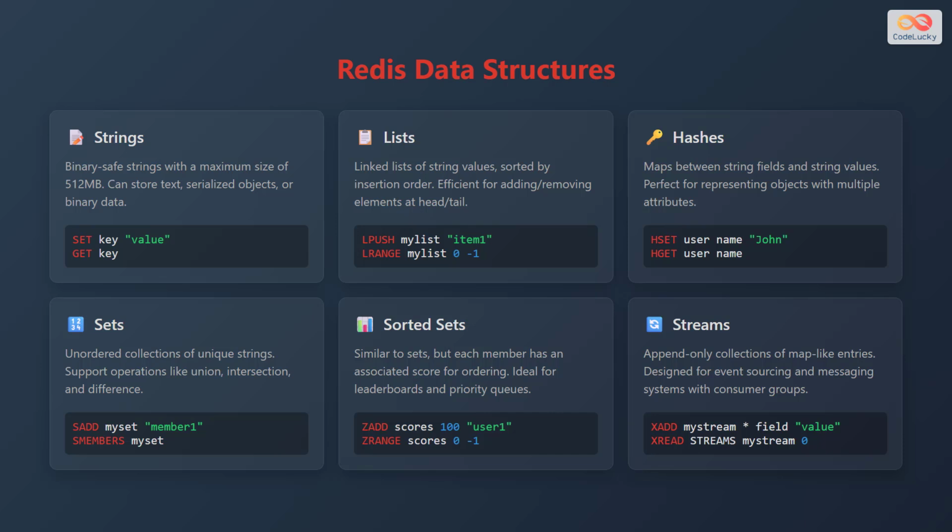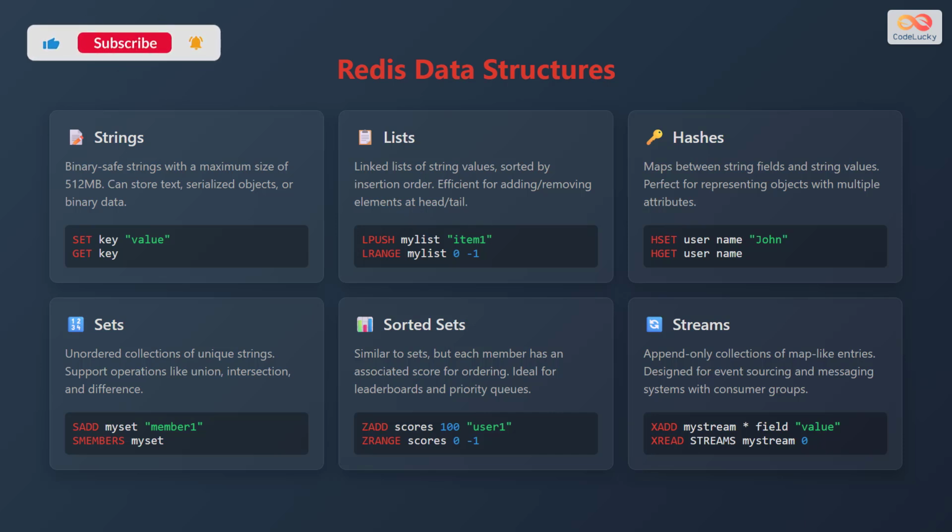Next, lists are linked lists of string values, sorted by insertion order. They are very efficient for adding and removing elements at both the head and tail of the list. Example: push mylist item1, range mylist 0 -1. Hashes in Redis are maps between string fields and string values. They are perfect for representing objects with multiple attributes. Example: hset username John, hget username.